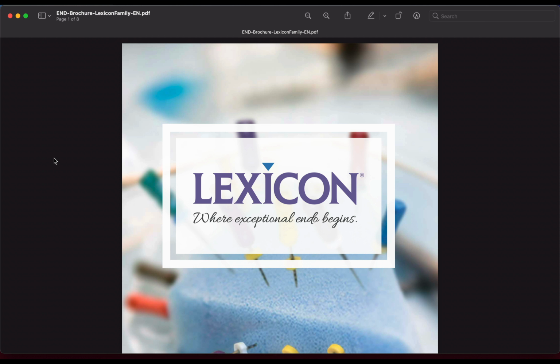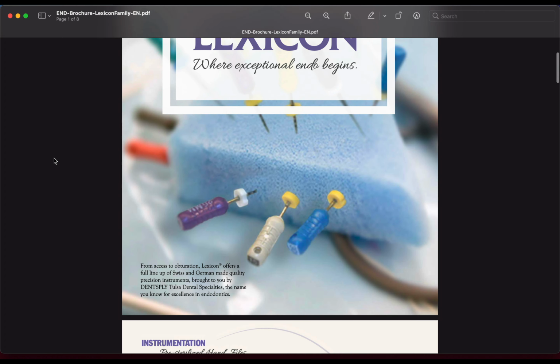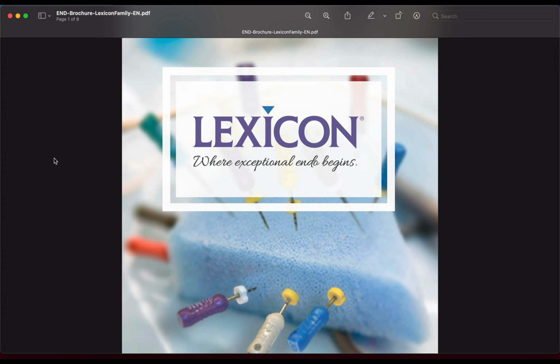Before we get into all the various types of rotary instruments that I want to discuss with you, I want to briefly take this opportunity to talk about hand instruments. I know I talked about this in World 3, but I want to go over it one more time because it's really relevant here as well. First and foremost, in my opinion, Lexicon is the gold standard in hand files. They're put out by Dentsply Sirona, and they are very high quality, dependable hand files that I would encourage you to consider.